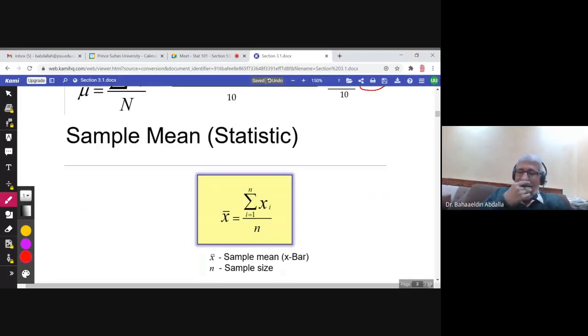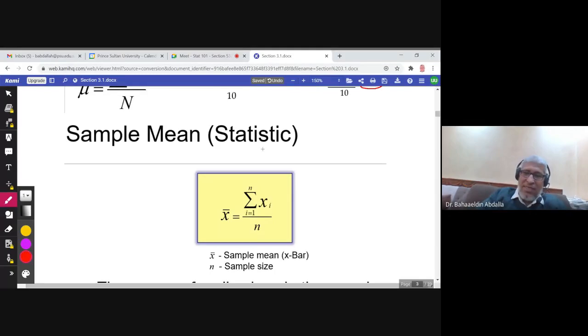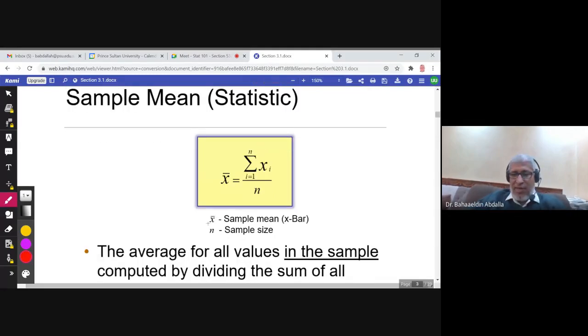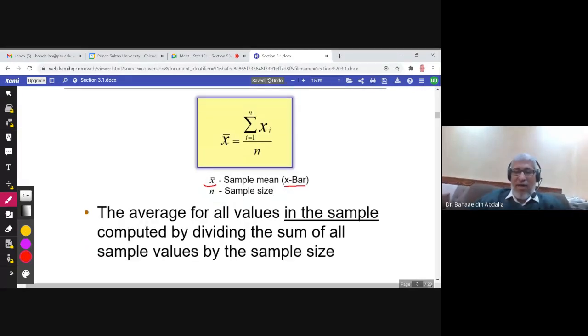The sample mean is computed in the same way, but you add all the values in a sample. And since we compute the sample mean from a sample, it is a statistic. It is denoted by this symbol, which is called X bar. So the sample mean is X bar. What is the definition of X bar? You add all the values in the sample, the sum of all sample values, and you divide that by the sample size. So the sample size is small n, okay? Population size, capital N, sample size, small n.